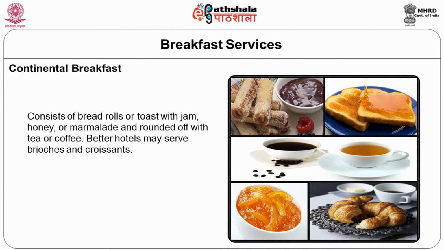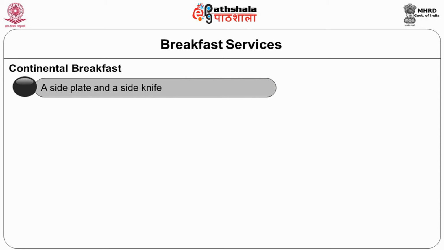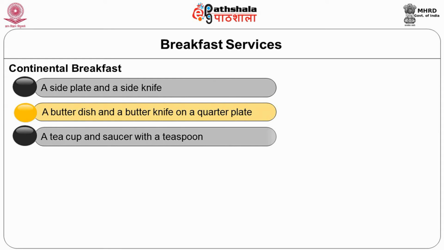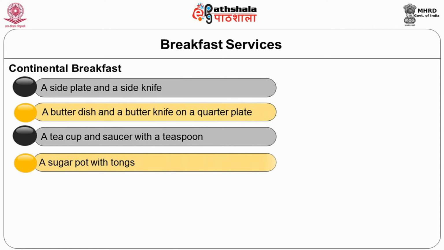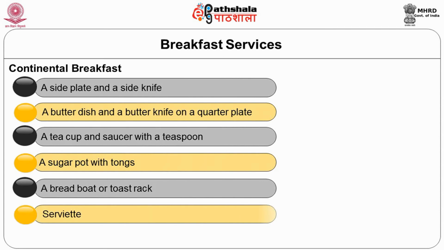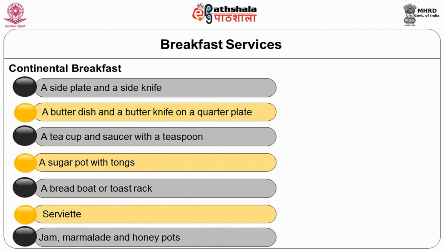Continental breakfast consists of bread rolls or toast with jam, honey or marmalade, and it is finished off with tea or coffee. Better hotels may serve brioches and croissants. And the cover layout for a Continental breakfast consists of a side plate and a side knife, a butter dish and a butter knife on a quarter plate, a teacup and saucer with a teaspoon, a sugar pot with tongs, a bread boat or toast rack, serviette, jam, marmalade and honey pots.